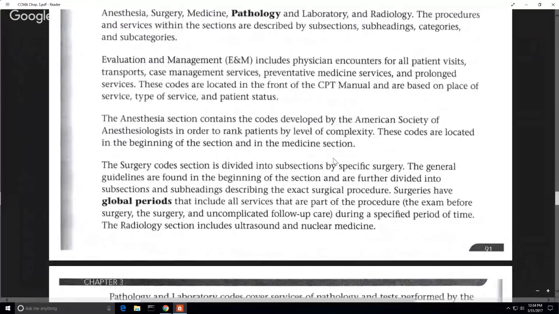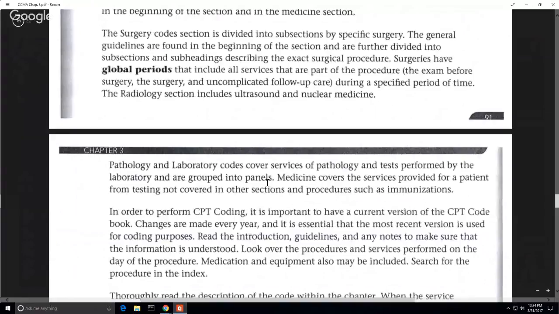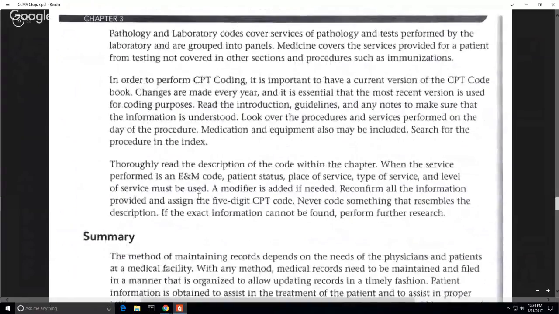So can you see the screen now? I can. Okay. So we're going to start on page 92. Summary.